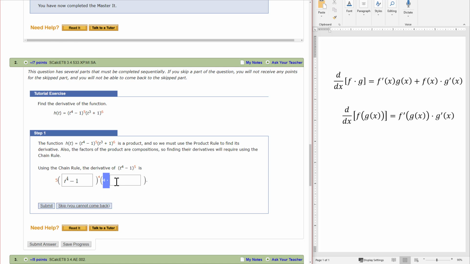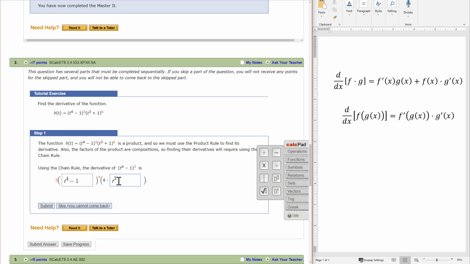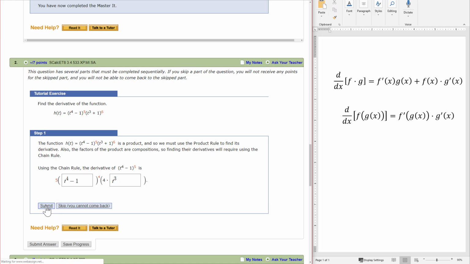Times, now this is where the chain rule happens, you want to take the derivative of the inside. So the inside is this, the derivative of the inside is just 4t raised to the third power, and then the derivative of minus 1 is 0. So that's it. So that's the derivative of the first factor.